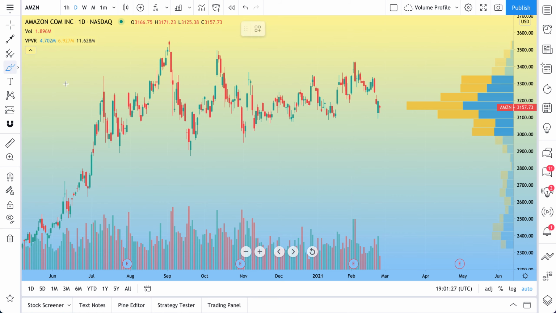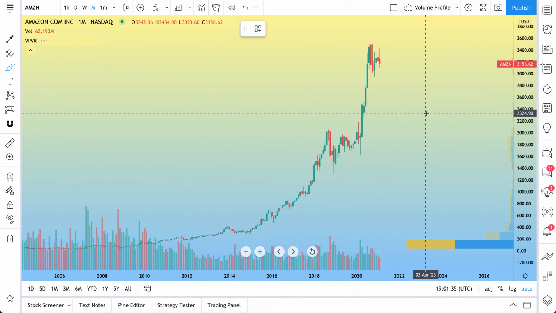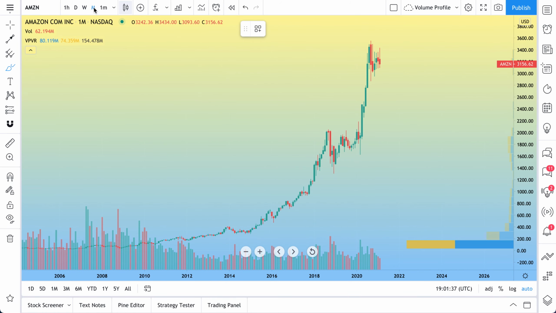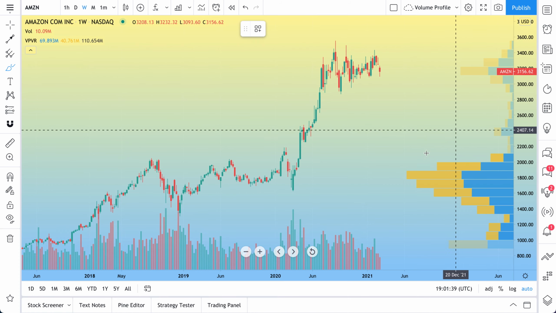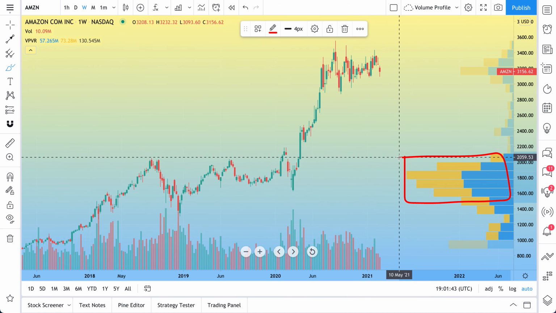So remember, this is volume by time. It's how much volume happened on, in this case, a specific day or week or month, and this is volume by price level. So it's going to tell you how much volume occurred at each specific price. And that's called volume profile.